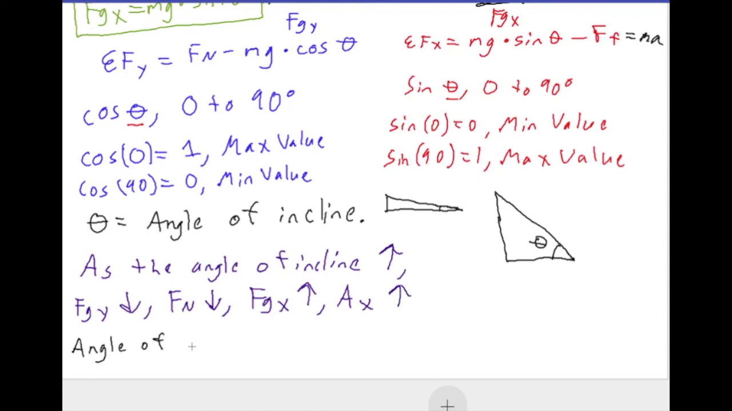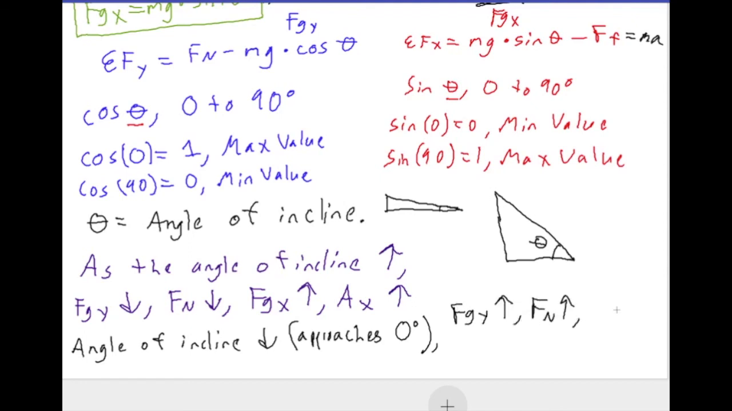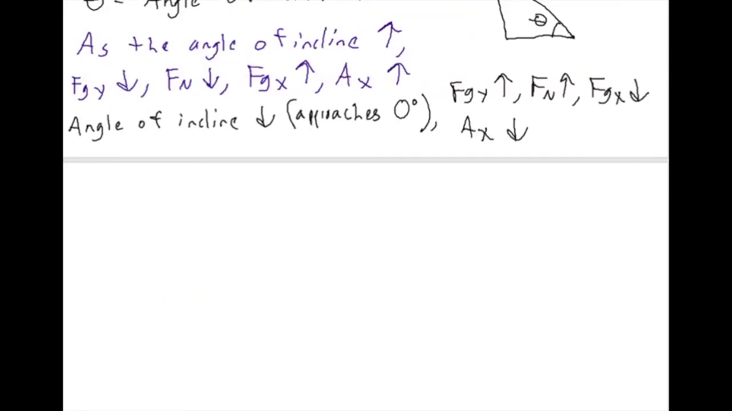On the flip side, the angle of the incline decreasing, meaning that it's approaching 0, meaning that our incline is basically becoming a flat surface, force gravity in the y is going to increase. And again, since force gravity in the y is equal to force normal, force normal is also going to increase. Force gravity in the x, though, will decrease, and acceleration in the x will decrease. Think about an object laying on a flat surface. It doesn't just randomly accelerate to the right because of gravity.